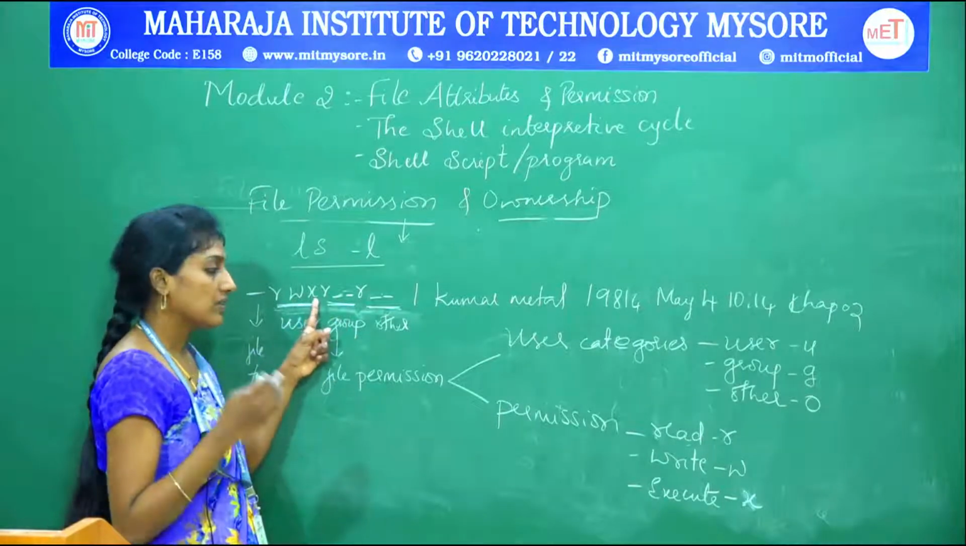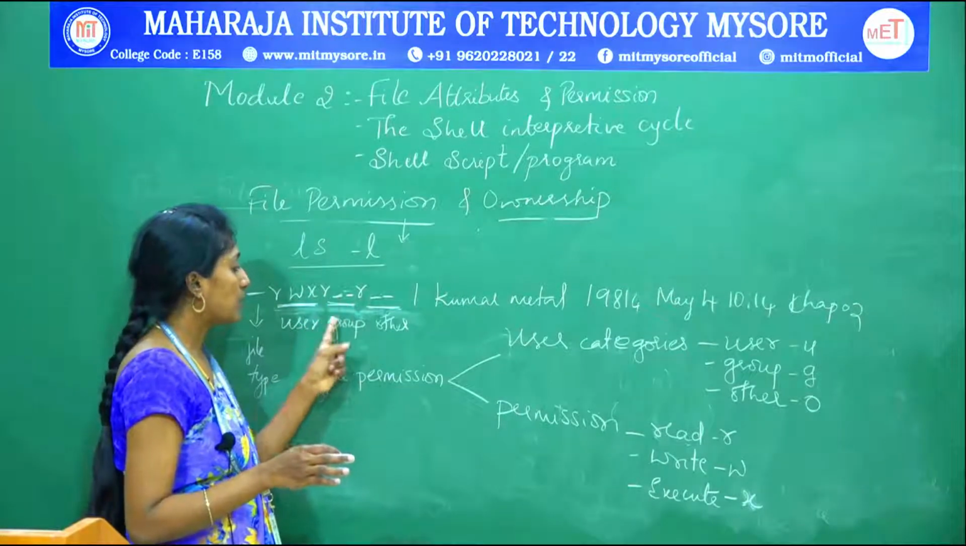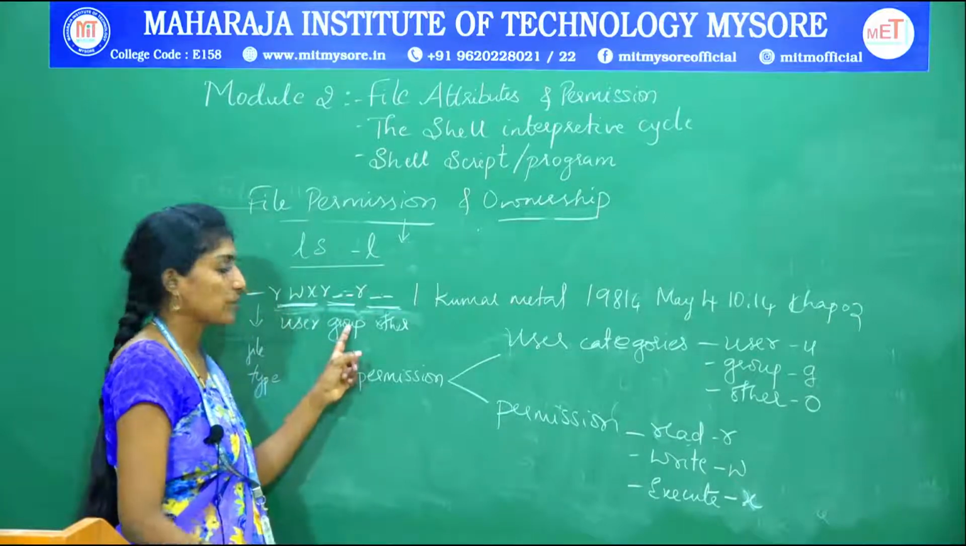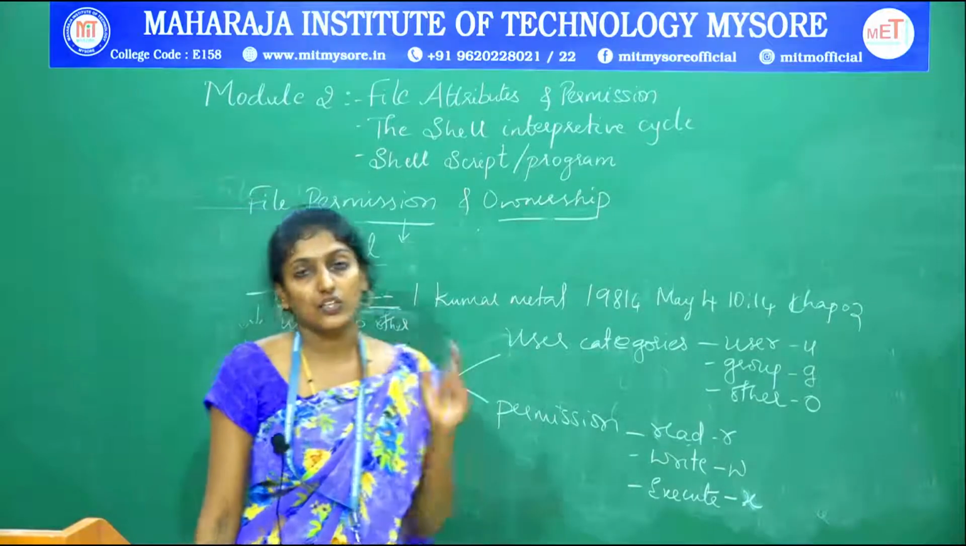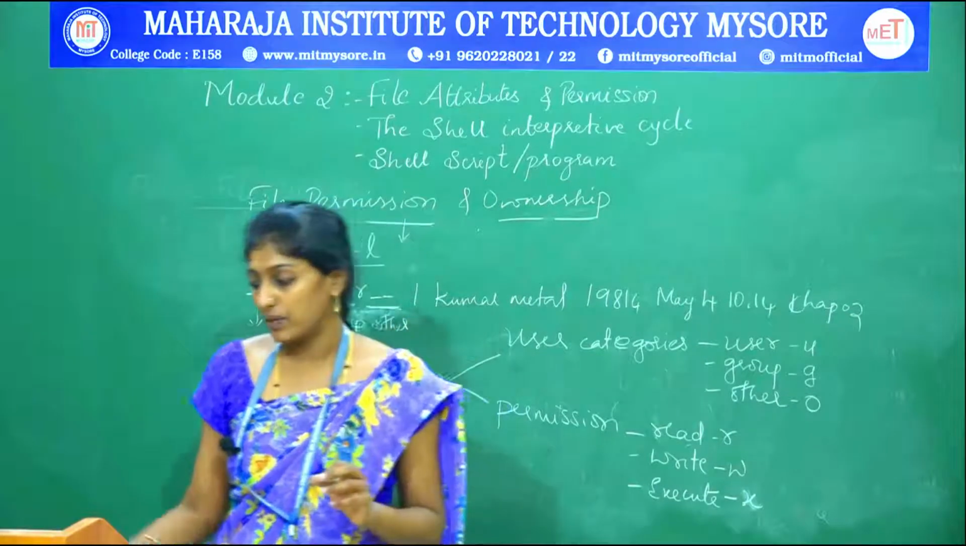Read, write, executable permission will be provided for the user, that is the owner itself, whereas only read permission will be provided for group and others. So this is about your file ownership and the file permission.